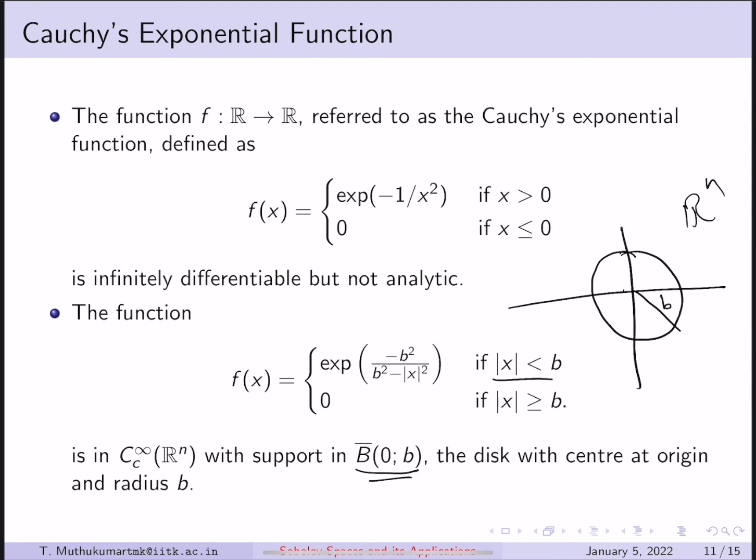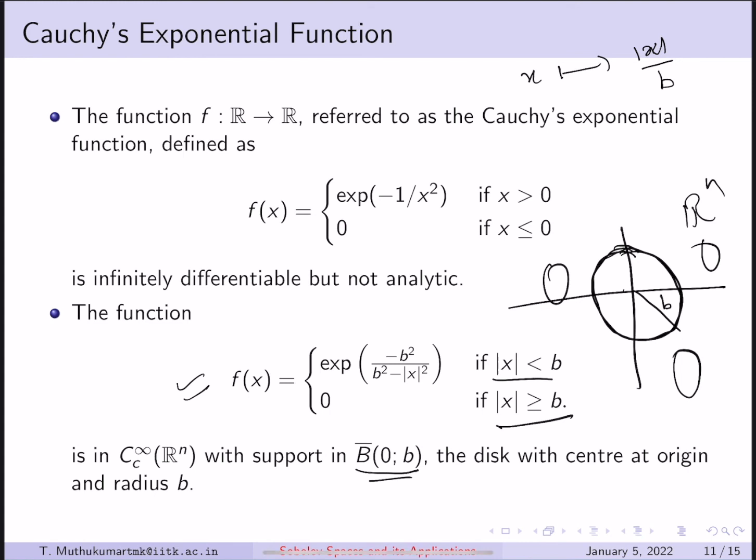So here what you do is take this function, wherever you have x, you replace that with mod x by b. Okay, and then what you get is this function. This function will be supported inside this ball, and outside this ball it is 0. It's going to fall at the boundary of this ball to 0.